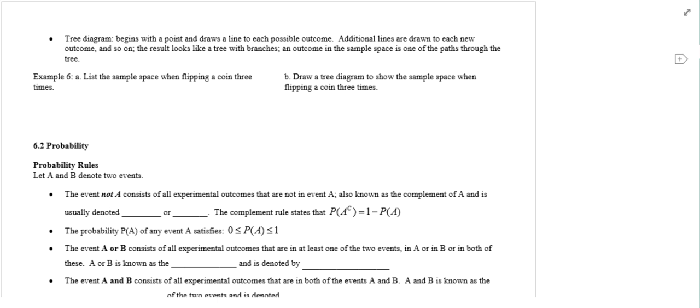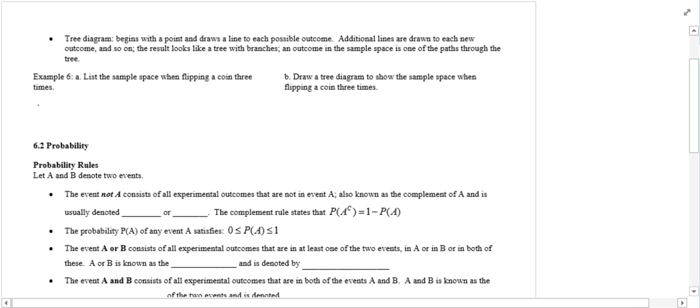Okay, so list a sample space when flipping a coin 3 times. So we're going to do this just listing it, and then we're going to do it also drawing a tree diagram. And you'll see why sometimes it's really helpful. Okay, so our sample space is a capital S. We're going to use a set notation. We're going to list all the possible outcomes when flipping a coin. So we're just going to try to draw this out using like a pattern.